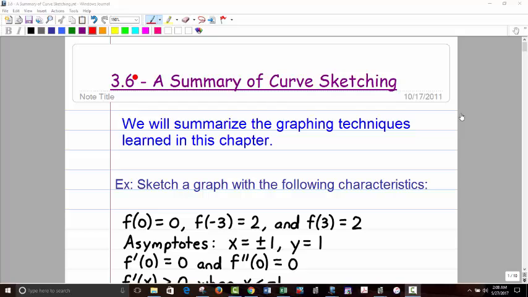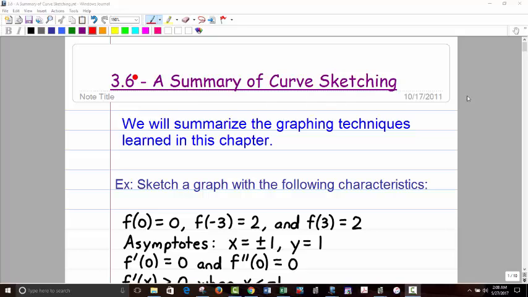Hello, this video is a summary of curve sketching. It's basically applying all the techniques learned in this chapter. Now, the section before this video I did earlier because that's material I'll put on my first exam. But the main thing coming from section 3.5 will be the idea of horizontal asymptotes.